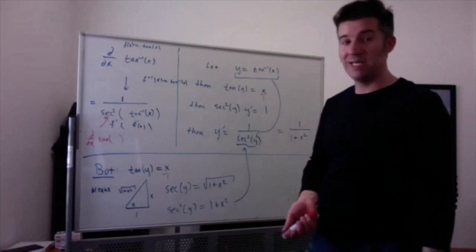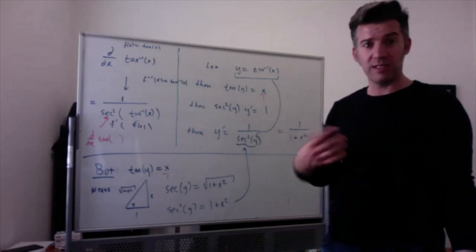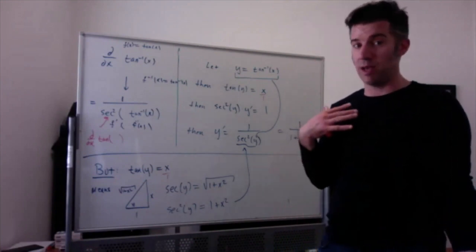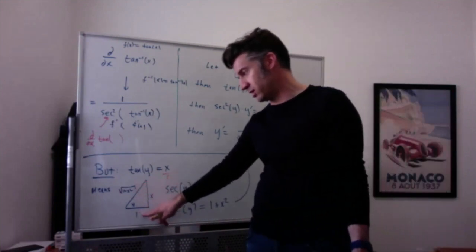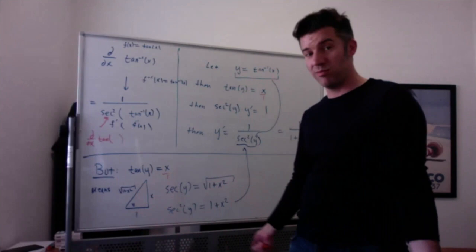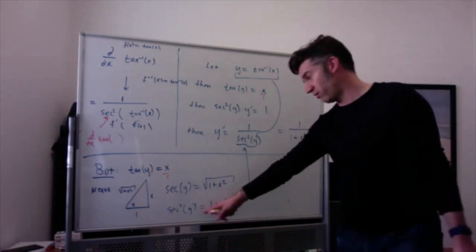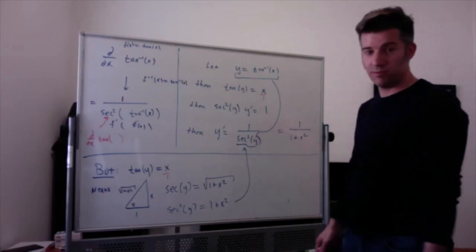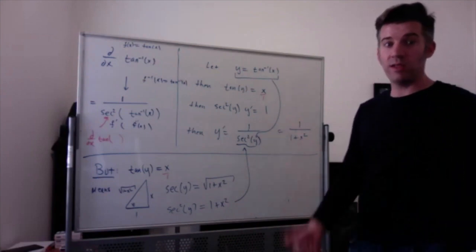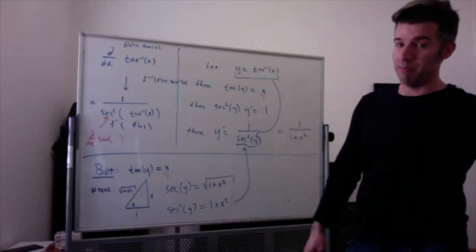And then we can find secant. Cosine is adjacent over hypotenuse, so secant is hypotenuse over adjacent. So secant of y is hypotenuse over adjacent, which is the square root of 1 plus x squared. And then secant squared of y is just 1 plus x squared. So we get 1 over 1 plus x squared. This is not the only way to do it, but it is the way that I think is the best.